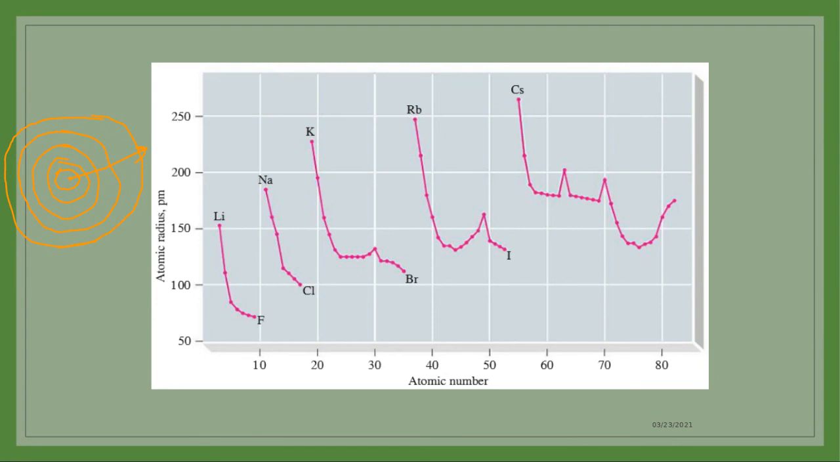Look at here, fluorine, chlorine, bromine, and iodine. Here the atomic radius is increasing, because this is from up to down. And look at here: from lithium to fluorine, the atomic radius decreases. Why? Why decreasing here?